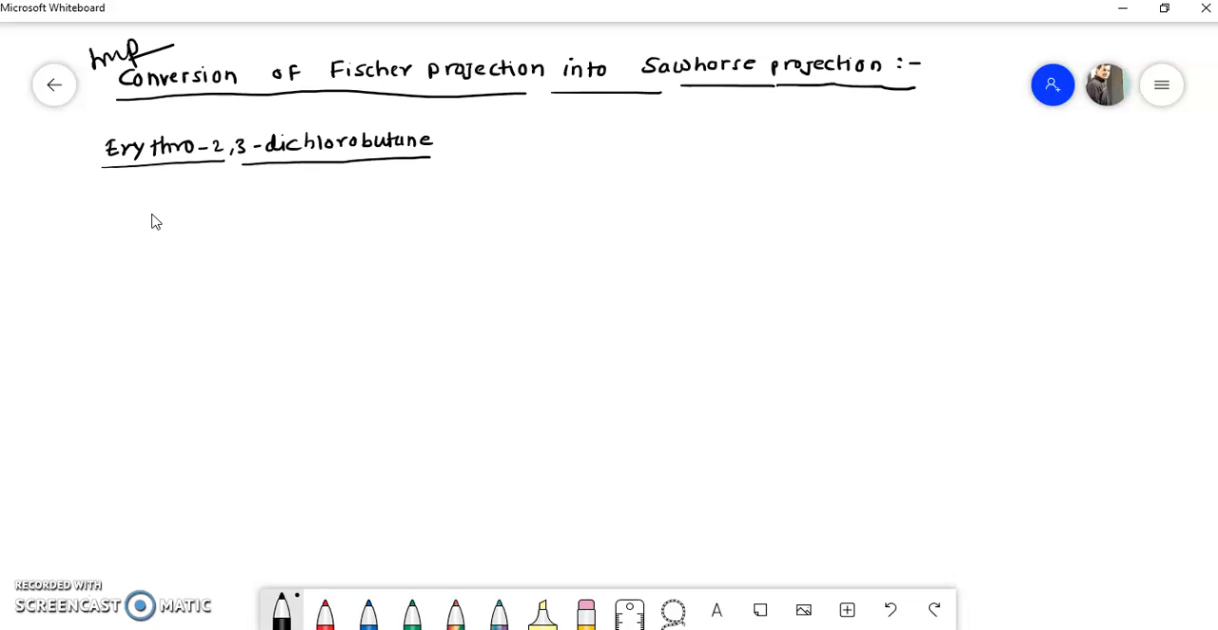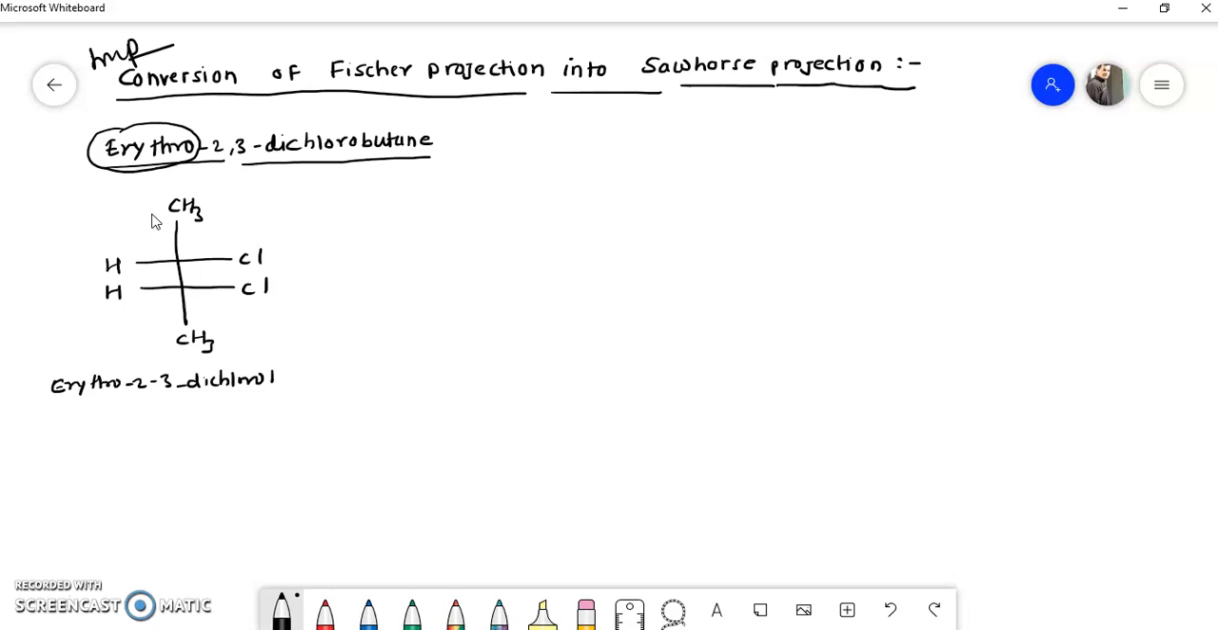Actually, in examination, the Fischer projection formula is given. Say, for example, the Fischer projection formula of this compound is like this: Cl, Cl, H, H. Now, these chlorine groups are on the same side, because you see here the name is erythro. Erythro means the same groups are on the same side. So the IUPAC name of this compound is erythro 2,3-dichlorobutane.